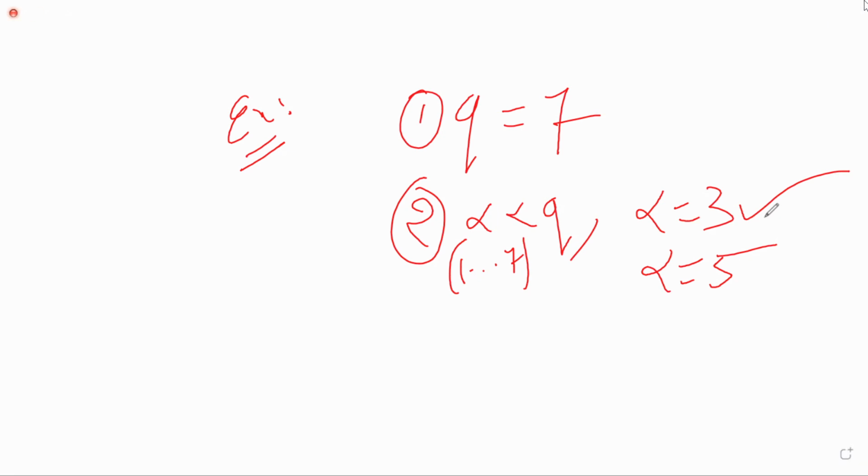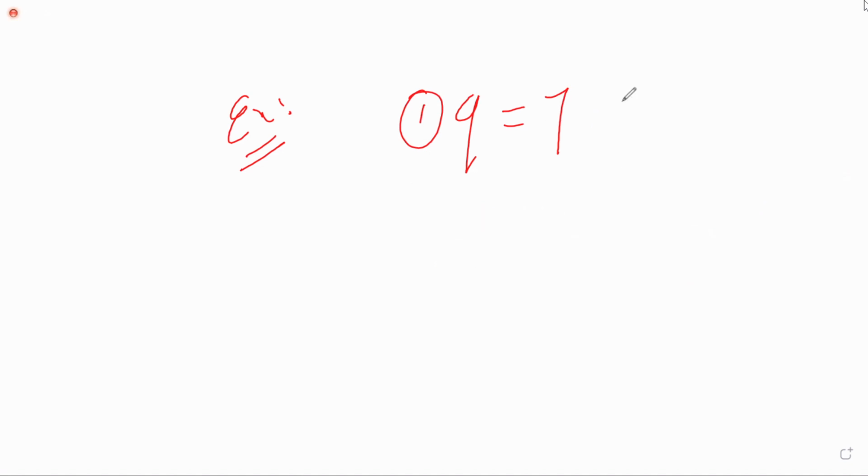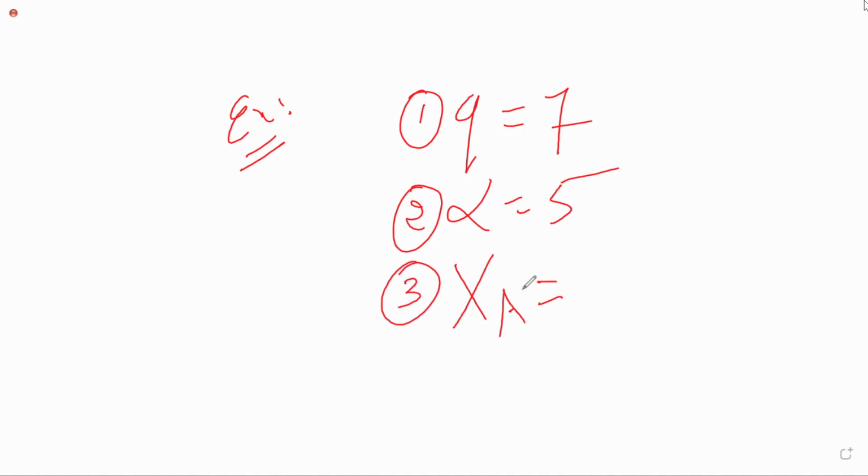But the thing is, first they have to select either 3 or 5, because Q and alpha are public. So here we can select alpha equal to 5. Okay, so Q is equal to 7, alpha is equal to 5. The third step is to calculate the private key of the sender, that is XA. Suppose the sender selects private key 3, because XA is less than Q. Isn't it? It has to satisfy the condition XA should be less than Q.